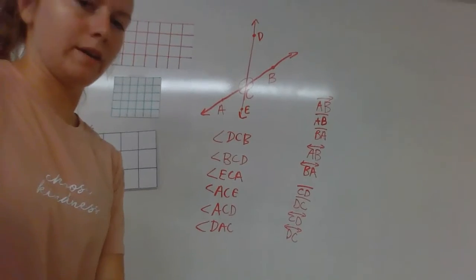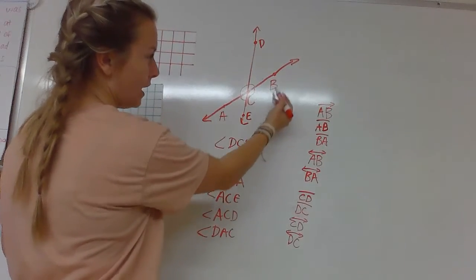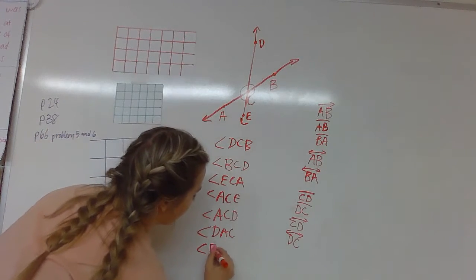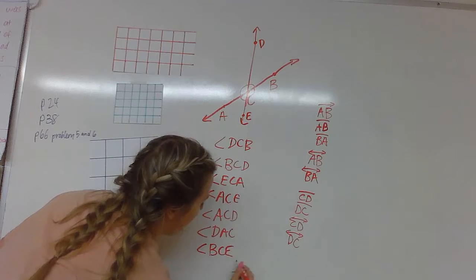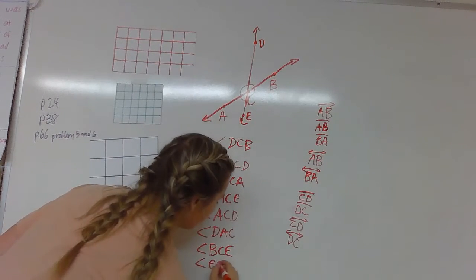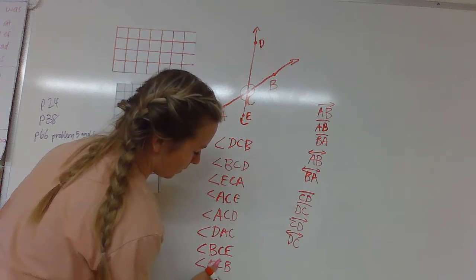And like all the way down here, because there's so many different angles of this. And then we've also got B, C, E. Angle B, C, E. And another way to say that is ECB. I don't know why my E's are looking like C's with a line in the middle.